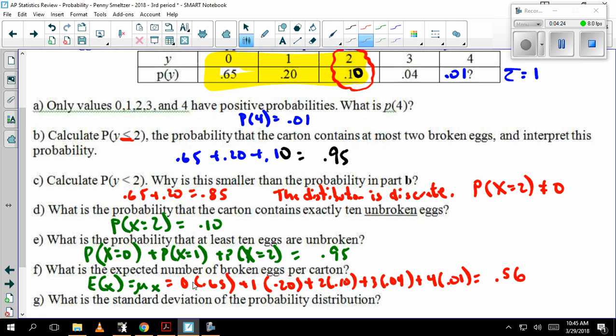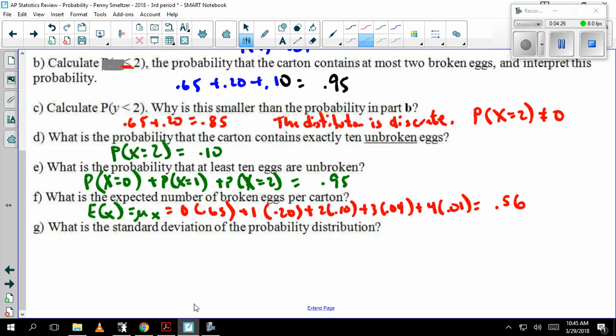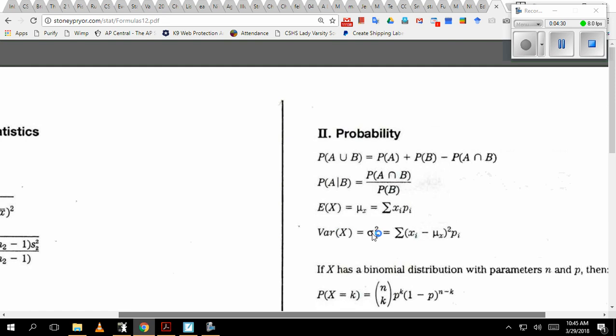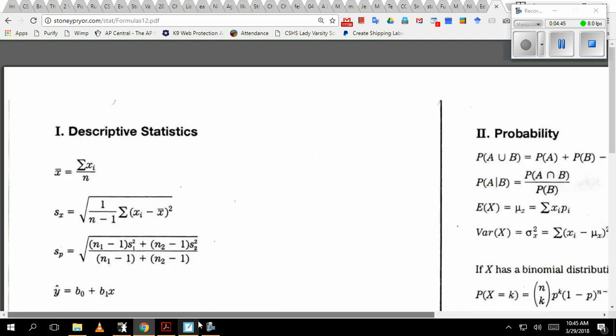Now letter G says, what's the standard deviation? And maybe you noticed when you looked at the formula chart, it says right here, here's the formula for variance. So I can find the variance and then take the square root of it. So it's each number minus the mean, squared, times its probability. That seems really complicated, but really it's just repetitious. So here's what it is. The variance is what I'll find first, and then I'll square root it.